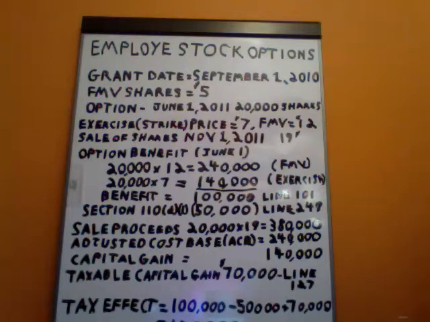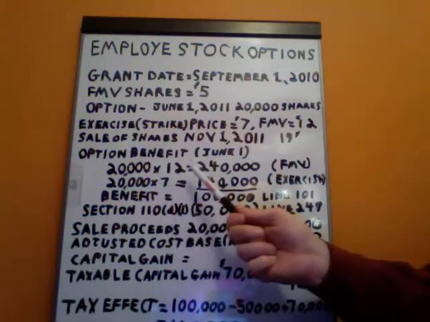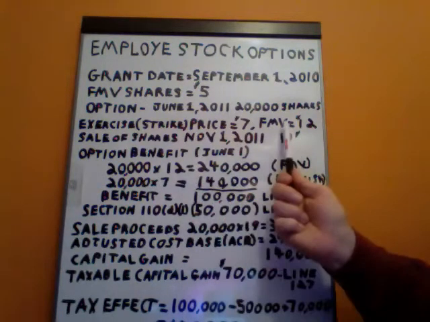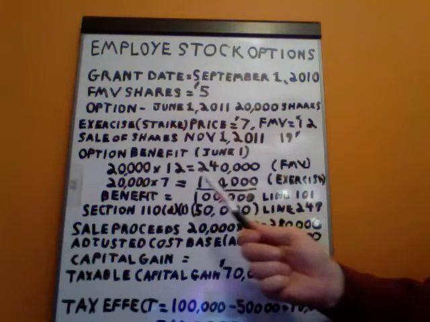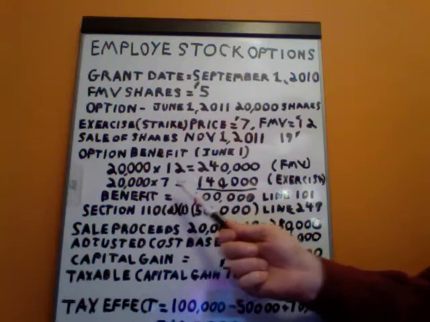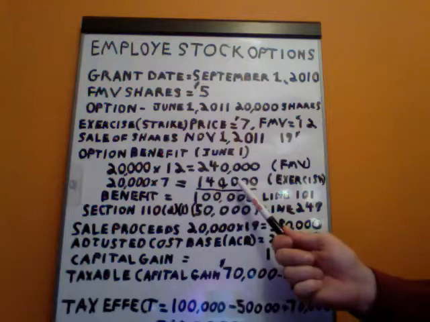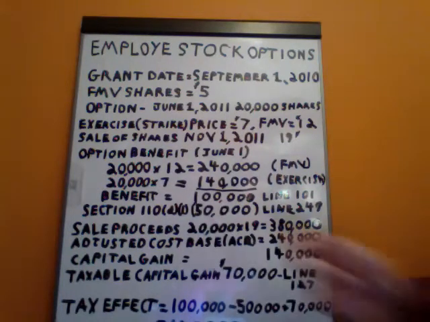We first have to calculate the option benefit. This is worked out as follows. 20,000 times $12, which is the fair market value on June 1st, works out to $240,000. We subtract the exercise price, which is 20,000 times $7, or $140,000. That difference is our option benefit income inclusion of $100,000. That would be reported on line 101 of his T1 General Canadian Income Tax Return.